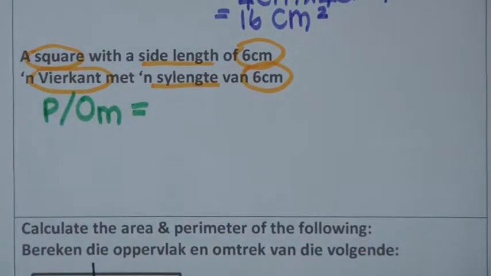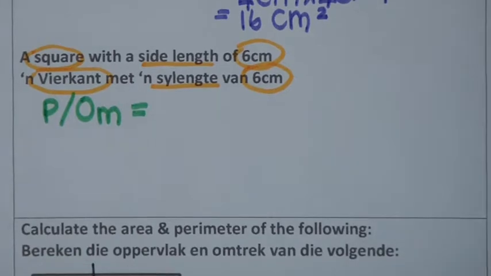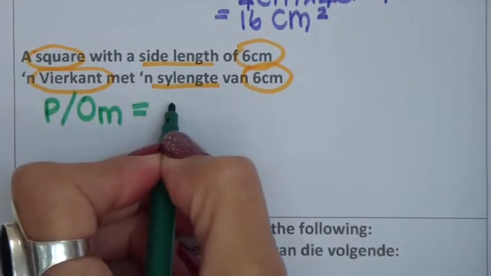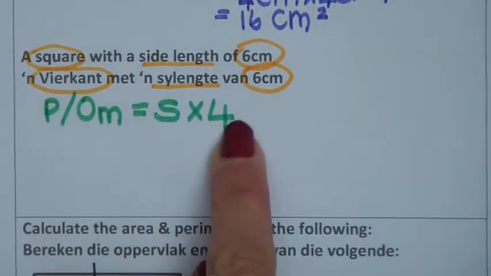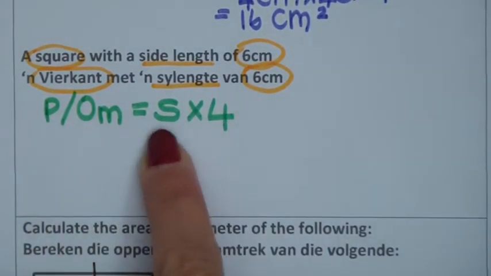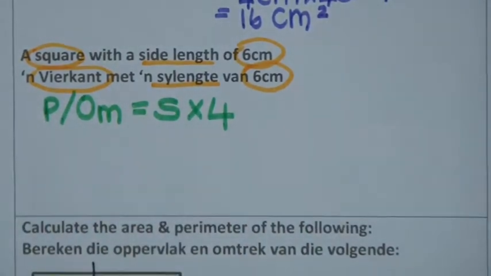Now I want to see if you can start remembering it off by heart. My formula comes first, and the formula is S times 4. Side times 4. My formule vir omtrek is sy maal met 4, want ek gaan ons rondom die vierkant.